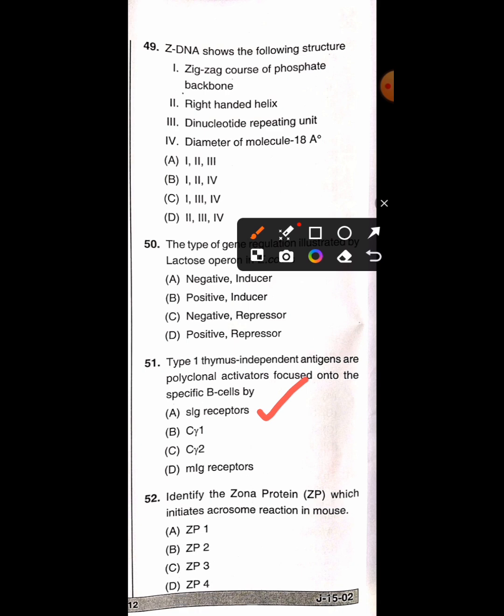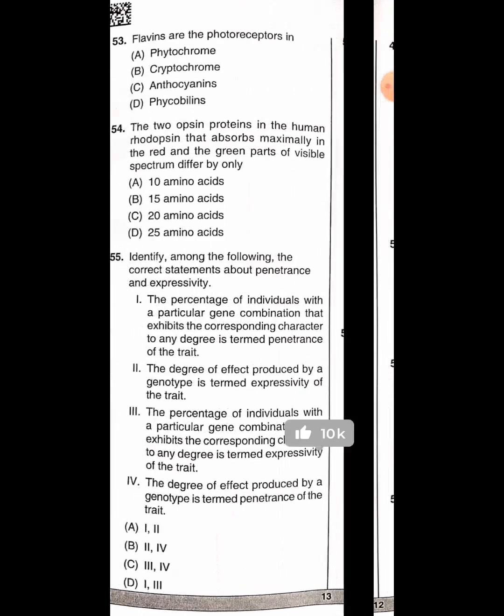Identify the zona protein which initiates acrosome reaction in mouse. Options are ZP1, ZP2, ZP3, ZP4. So the correct answer is C, ZP3. Let's see the next question.